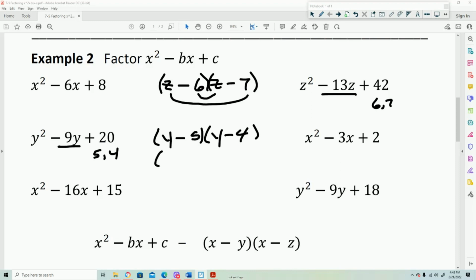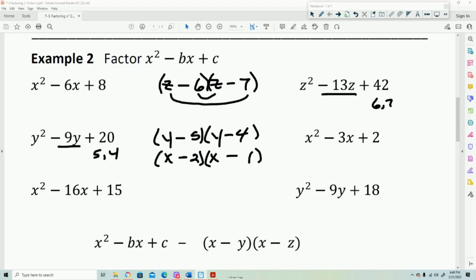Next problem, I'll just go below it here. x here, x here. There's only one set of factors that multiply to be 2, and that's 2 and 1. And if I add 2 and 1, I certainly get 3. And again, we have that same pattern, so we have two minus signs there.